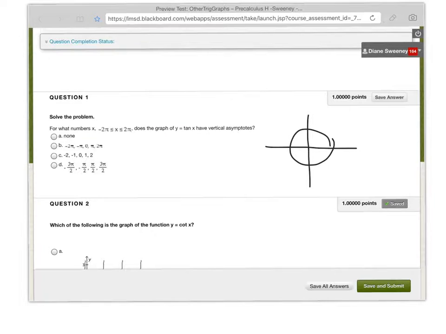The tangent of an angle, the tangent of theta, is always equal to the y value over the x value. So tangent is going to be undefined where x is equal to 0. So at pi over 2 or 3 pi over 2. So D is our answer for question number 1.